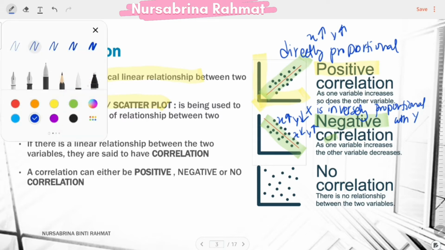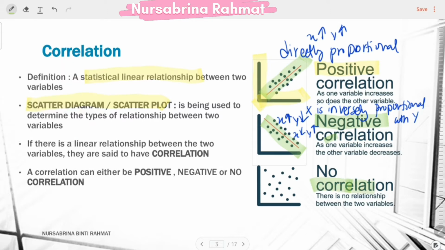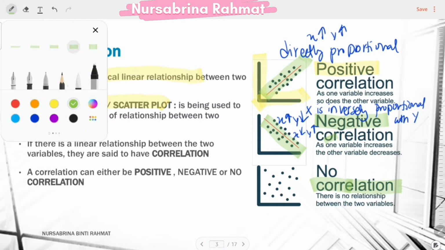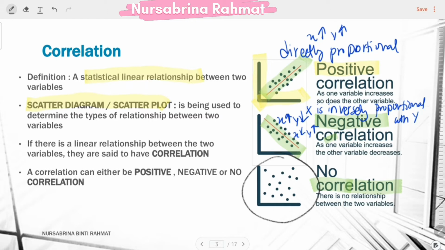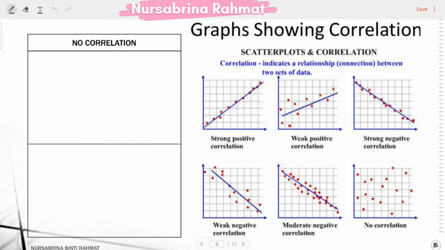And lastly, we have no correlation. No correlation means there is no relationship between variable x and variable y being studied. As you can see in the diagram here, the points are plotted randomly in all directions. There is no specific relationship that we can see between these two variables.